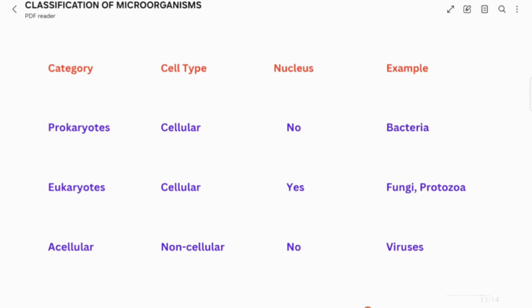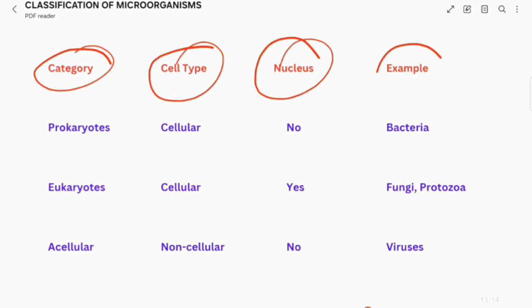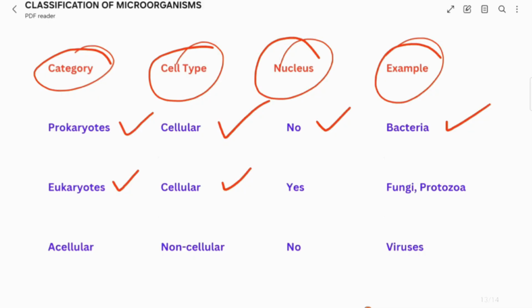So in this table we can see the category, cell type, nucleus and example. Category prokaryotes: cell type is cellular, there is no nucleus, example bacteria. Eukaryotes: they contain cells, nucleus is present, examples fungi and protozoa. Then acellular means it does not contain a complete cell, there is no nucleus, example virus.